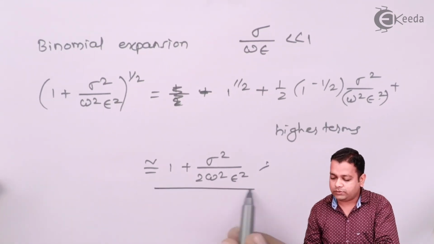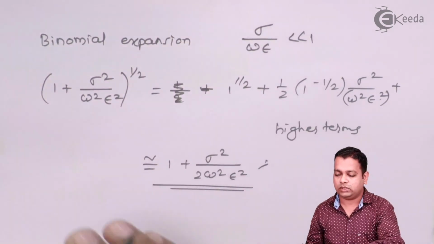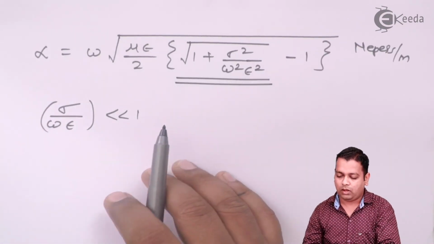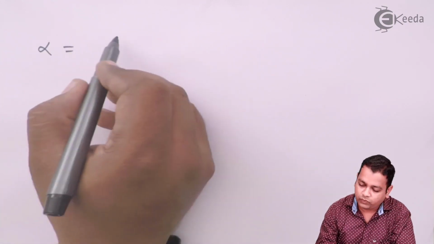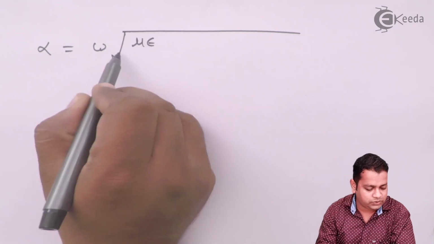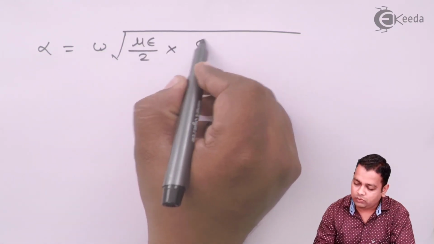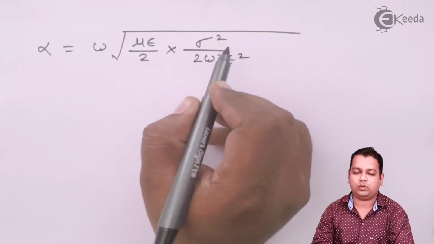Therefore, we substitute this in place of the square root in the general formula for a general medium. So alpha will be given by omega under root of mu epsilon divided by 2, multiplied by sigma square upon twice omega square epsilon square.